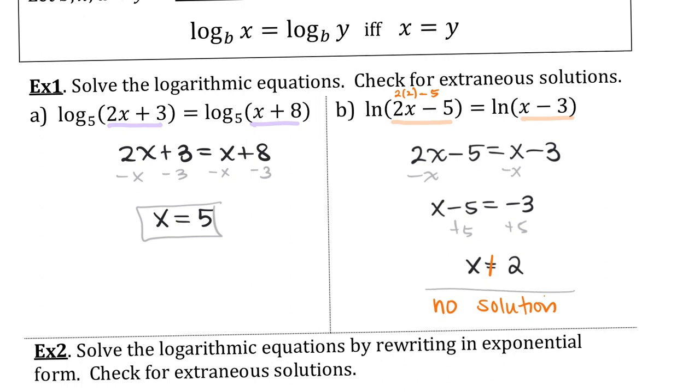Most of the time it will work, but occasionally it will not. So just verify that the argument's positive. If I plugged it in here, 2 minus 3, I would also get negative 1. And since I can't log negatives, it makes it not work.